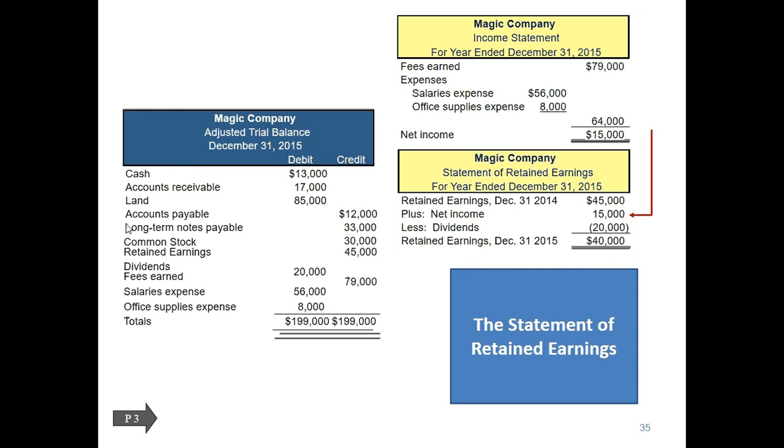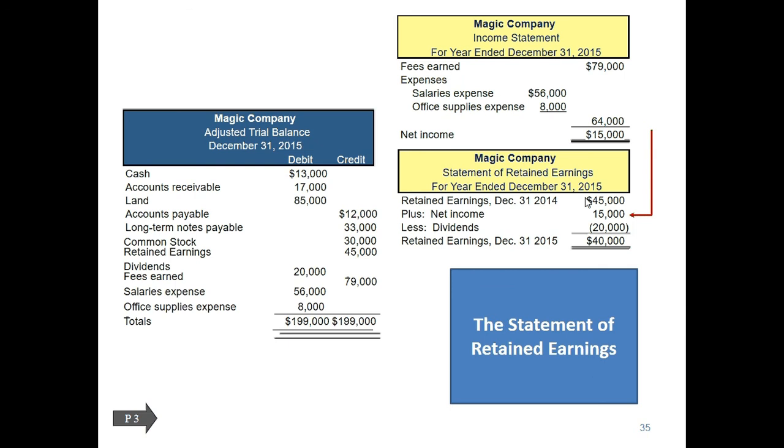So at this moment in time, the retained earnings number on our adjusted trial balance is the same right now as it was at the end of last year. So we start our statement of retained earnings at December 31, 2014 with $45,000. And then how is retained earnings supposed to change?